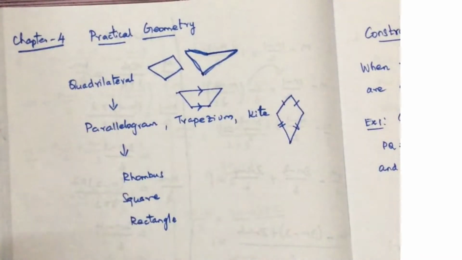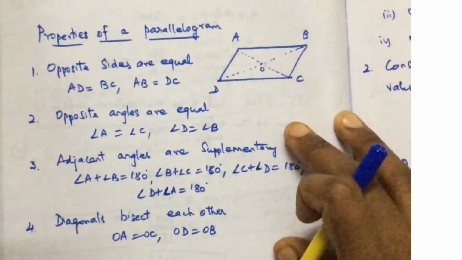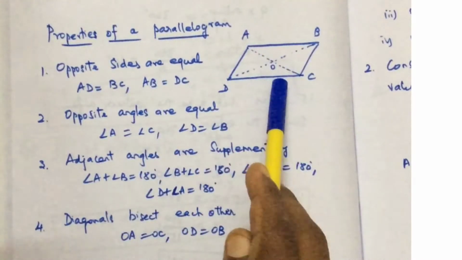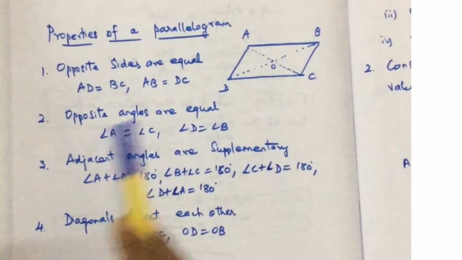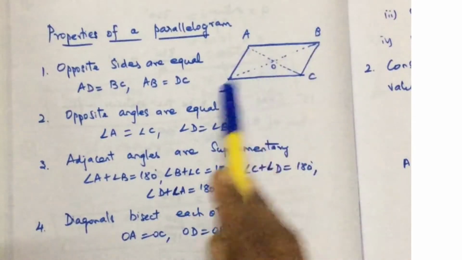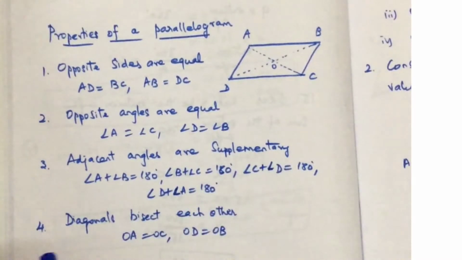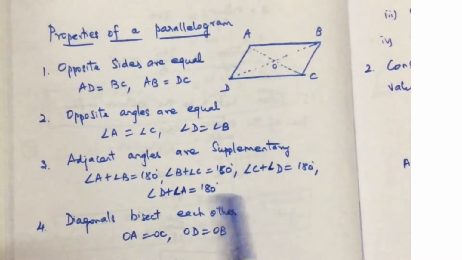What is a parallelogram? There are four important properties of a parallelogram. What are they? Opposite sides are equal, opposite angles are equal, adjacent angles are supplementary, and diagonals bisect one another. We saw the properties of a parallelogram in the last chapter, we will just revise it once. These opposite sides should be equal, and these are opposite angles, and these are opposite angles. Opposite angles are equal, adjacent angles are supplementary, you know what this is, and diagonals bisect each other. These are the properties of a parallelogram.